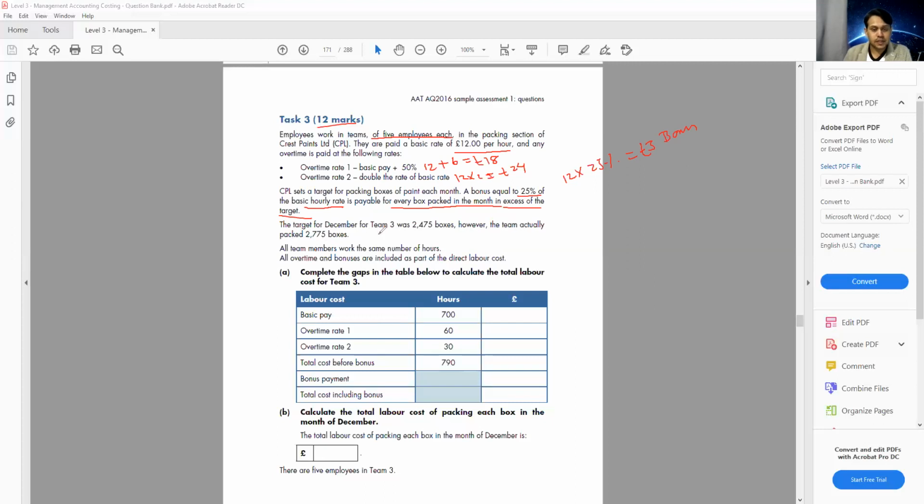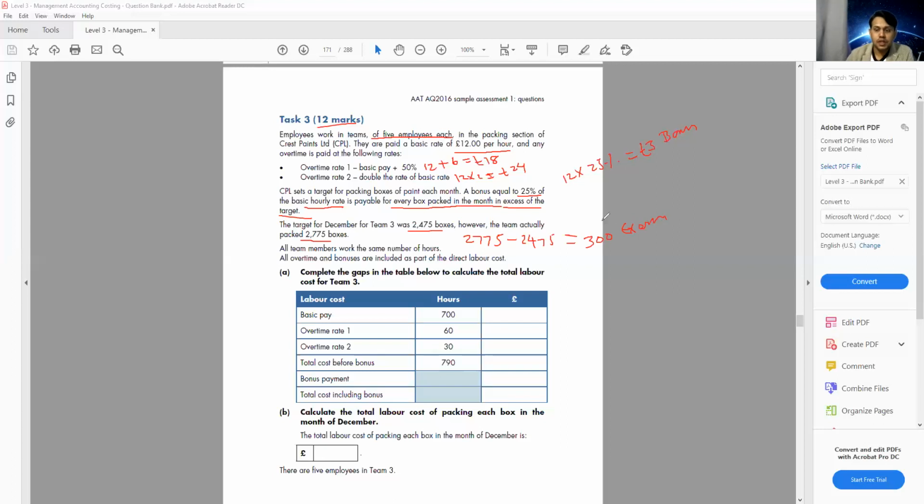The target for December for team 3 was 2,475 boxes. The team actually packed 2,775 boxes. They obviously fulfilled the target and exceeded it. If they exceed the target, they'll get some bonus, isn't it? So let's find out how many boxes they made in excess of the target. 2,775 minus 2,475, that is 300. So 300 boxes excess.